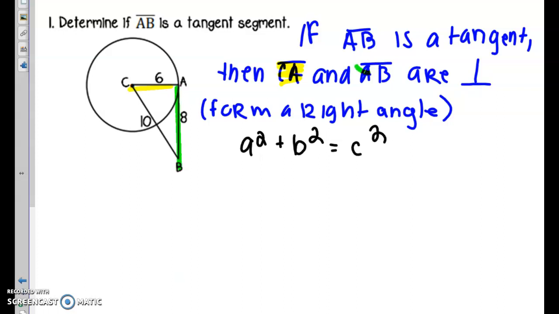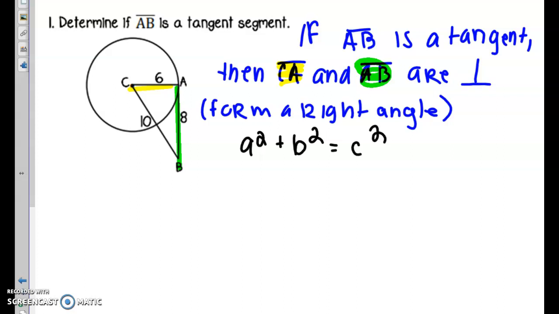are going to be perpendicular because CA is a radius and AB, we're saying if it's a tangent, we know those are going to intersect at a right angle. So let's see if it's true. We are going to use the Pythagorean theorem on all three sides of the triangle and see if we get a true statement. Remember, A and B are legs, C is the hypotenuse.